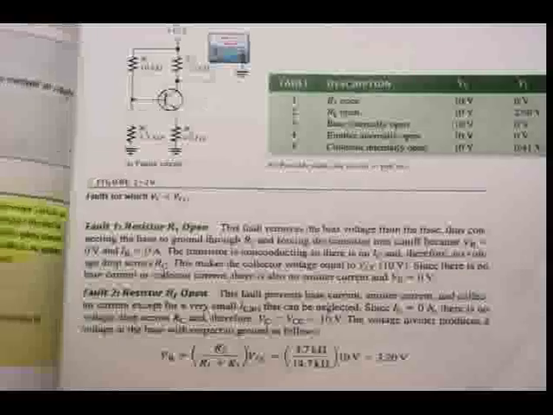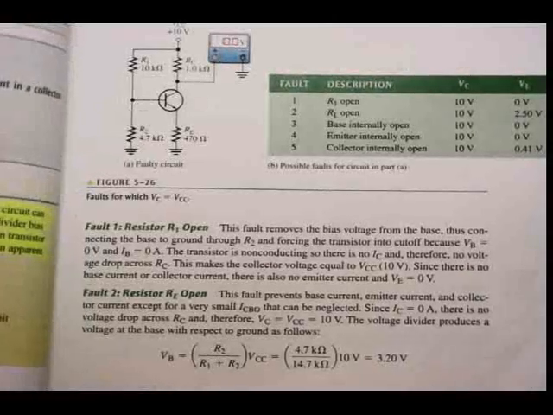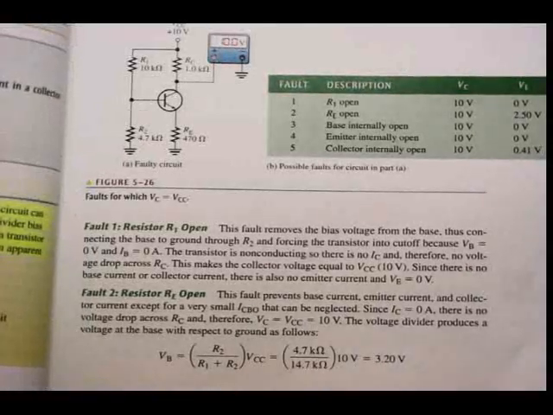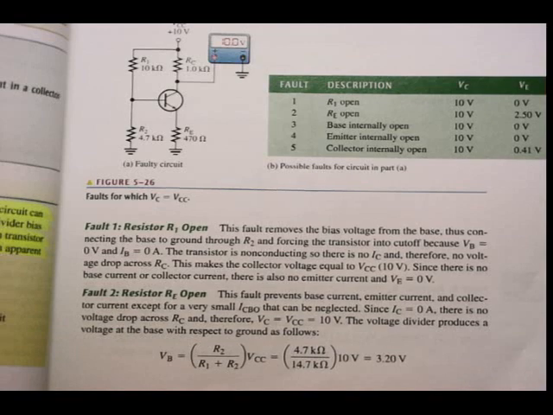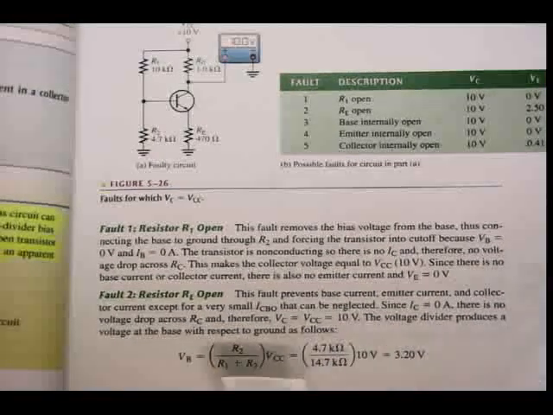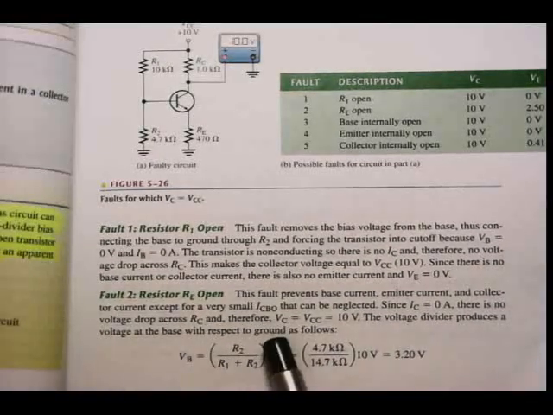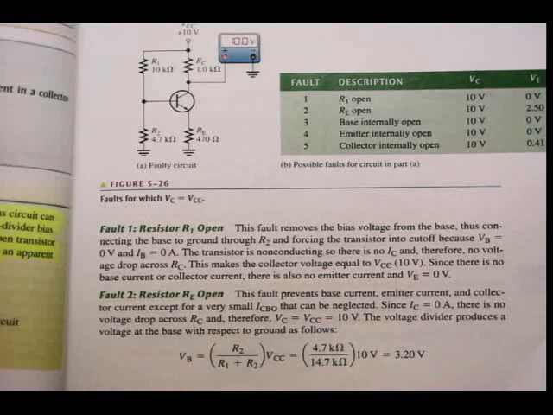Fault number 2, resistor RE open. At the bottom of page 237. This fault prevents the base current, emitter current and collector current, except for a very small ICBO that can be neglected. Since IC is equal to 0, there is no voltage drop across RC, therefore VC again will be equal to VCC, which is 10 volt. It'll act like an open switch.